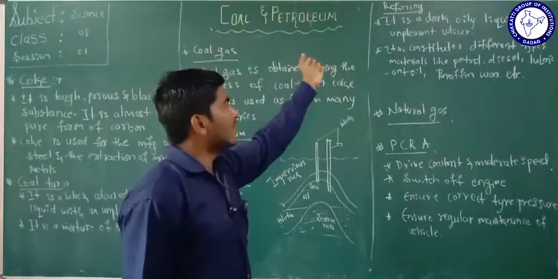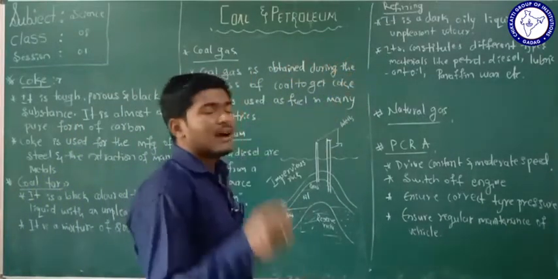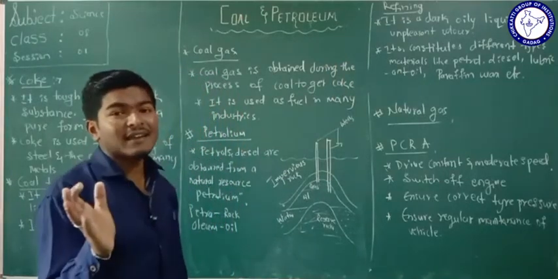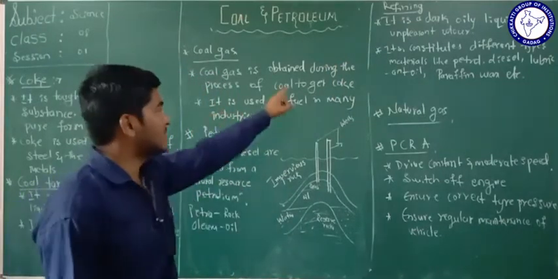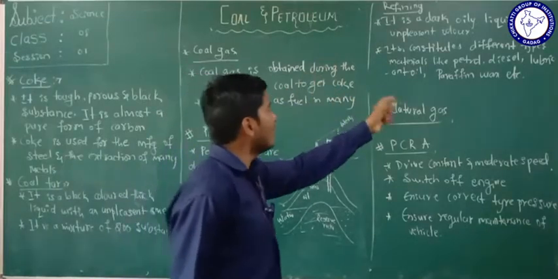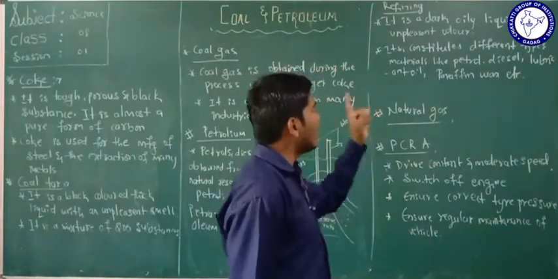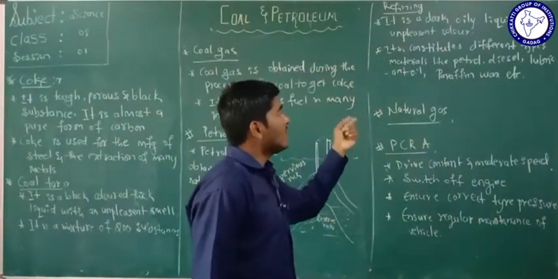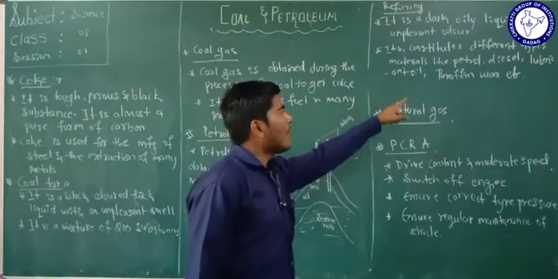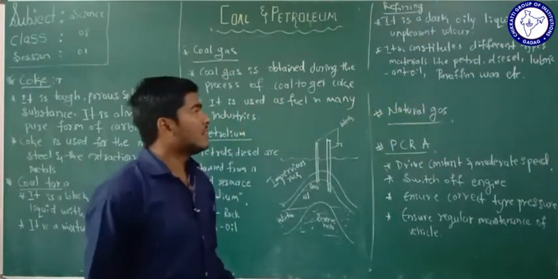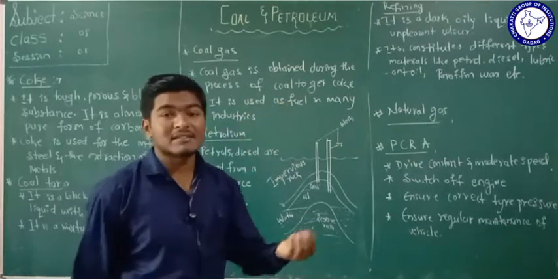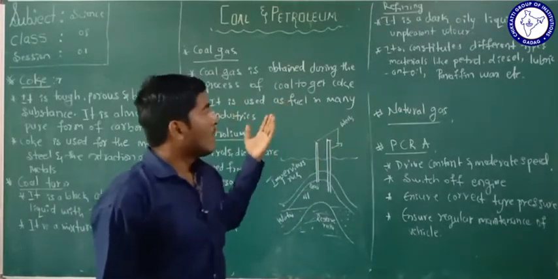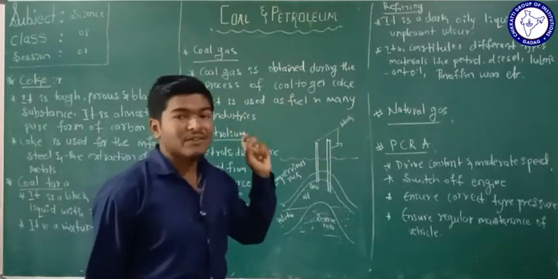This crude oil is a dark oily liquid with an unpleasant smell. It is dark in color. It constitutes different types of materials like petrol, diesel, lubricant oils, and also paraffin wax, etc.